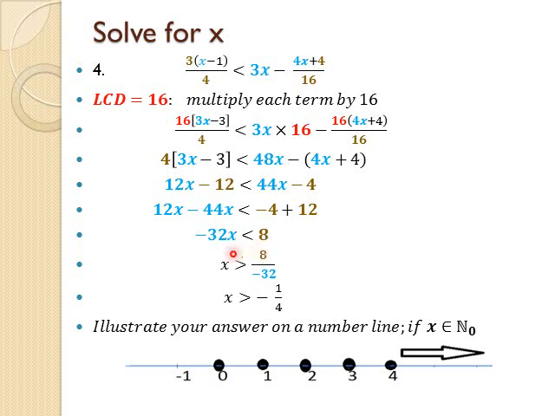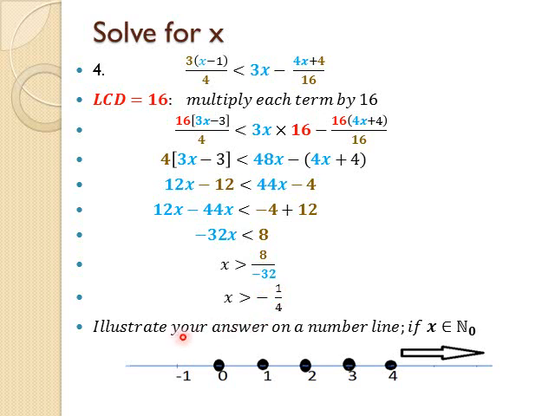Now take note, when I divide by a negative, or multiply by a negative, my inequality sign must change direction. So there, because I'm dividing by negative 32, it goes from less than to greater than. Right, and that gives me x greater than negative 1 over 4.